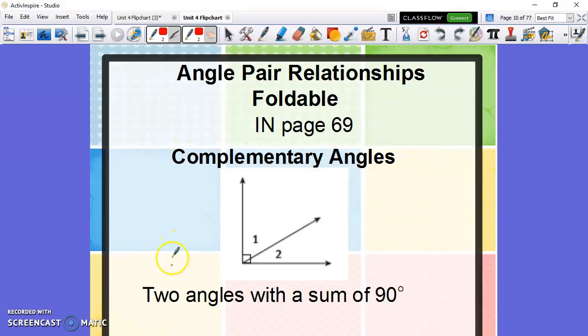So complementary angles are two angles with a sum of 90. So since this is a right angle, we have a line going through it. So the combination of these two will give us 90 degrees.